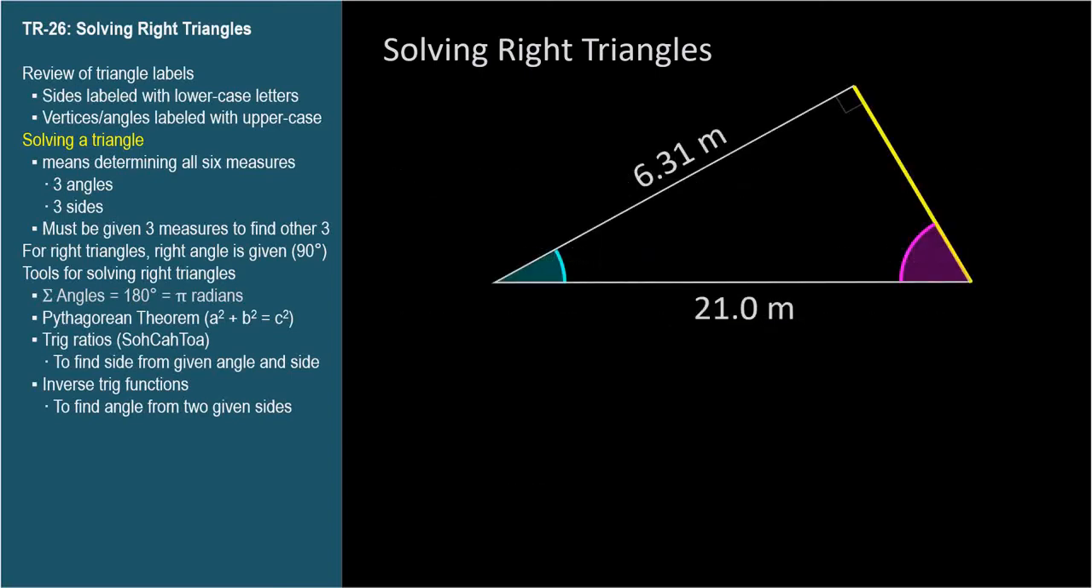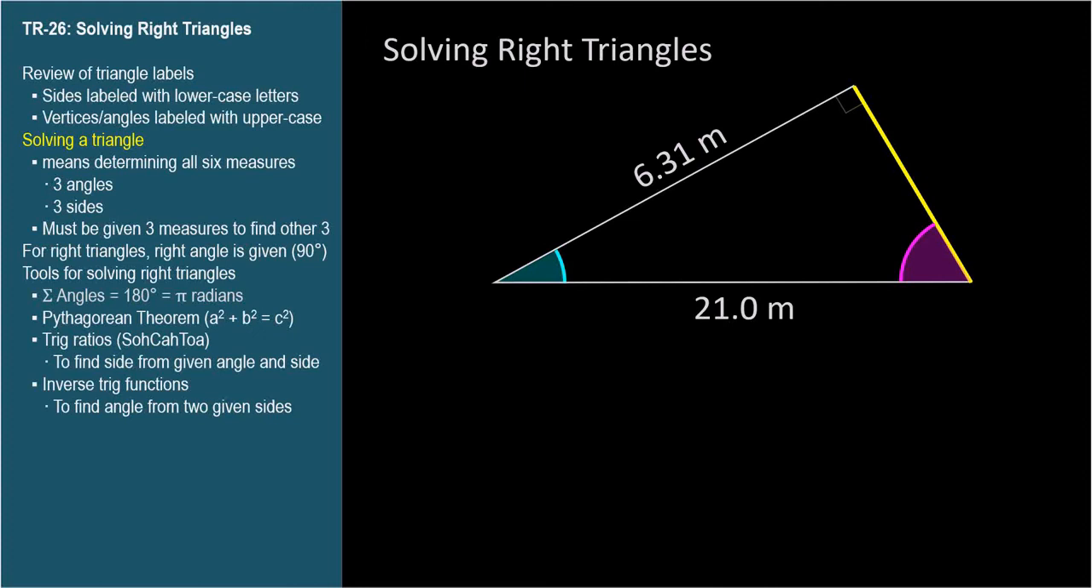Let's solve another triangle. In this case, I'm just going to explain the strategy. We're given a right triangle with hypotenuse 21.0 meters. We include the 0 to make it clear that we have three significant figures of precision. A short leg is 6.31 meters. Okay, this diagram is definitely not to scale. We don't know anything else except for the right angle, since this is a right triangle.